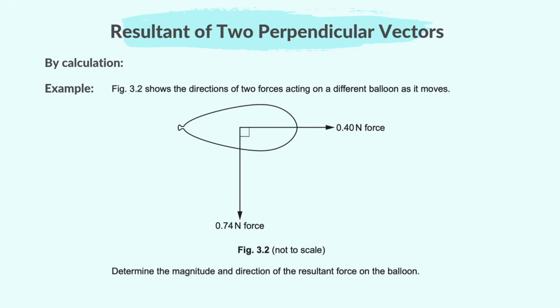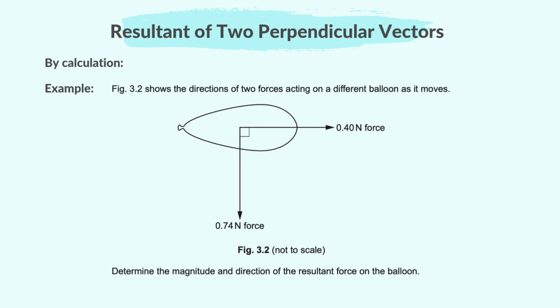Let's do a past paper question for more clarity. So as you can see, two forces are acting on the balloon. The first force is 0.40 newtons acting horizontally to the right. The second force is 0.74 newtons acting vertically downward. Also notice the little square in the corner. This tells us the two forces are at 90 degrees to each other, meaning they are perpendicular. Therefore, we can find the resultant force using Pythagoras' theorem.